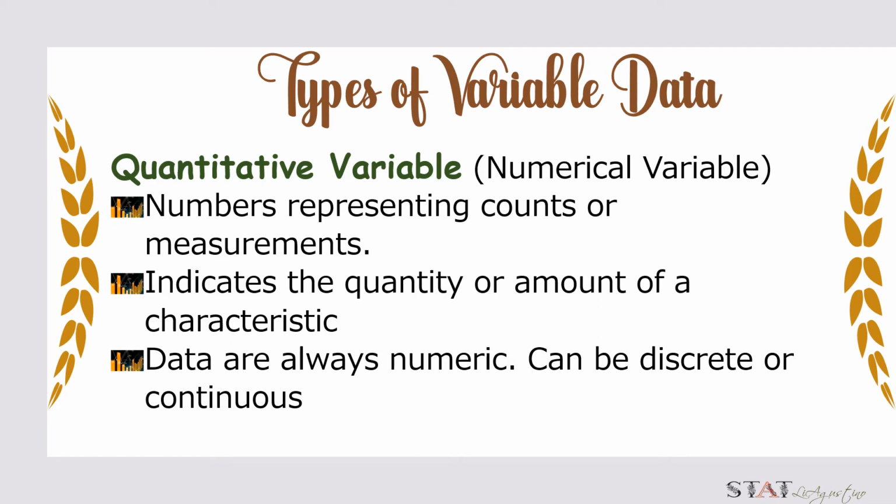Another type of variable data is quantitative. As I've mentioned earlier, it's a numerical variable. So numbers representing counts or measurement, like height, like your grade. It's a numerical variable. It indicates the quantity or amount of a characteristic, and data are always numeric. And it can be discrete or continuous. What is this discrete or continuous? The discrete are whole numbers.